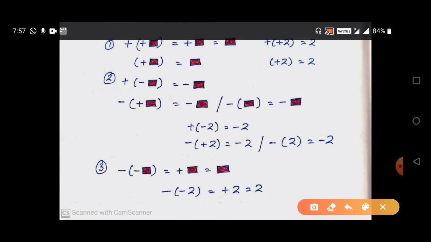Now if it is given minus within bracket minus something, then minus into minus is plus, plus something. If the question is given minus within bracket minus 2, then minus into minus is plus, plus 2, that means 2. Always remember these things.